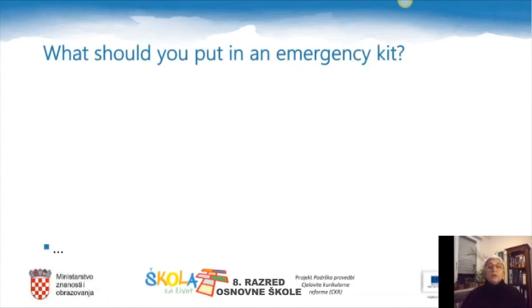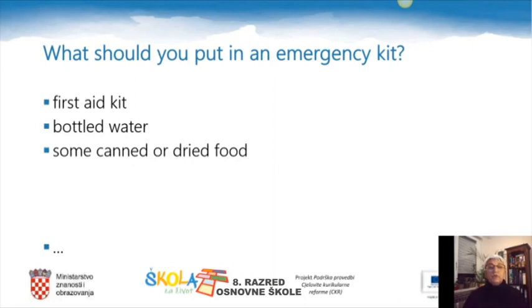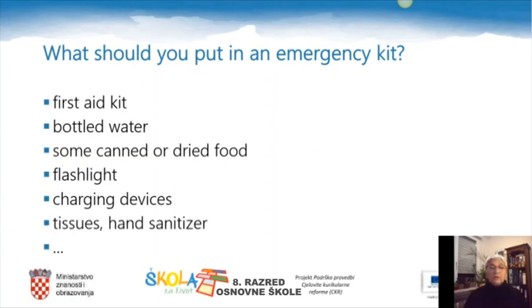What should you put in an emergency kit? You've heard about it during the video, and I'm sure you have some ideas. If you are watching this video in front of your computer, make your list, pause the video, and then go on. First aid kit, some water, bottled water, canned or dried food in case you have to stay out for some longer time, flashlight, charging devices for your mobile phone or other devices, some tissues, hand sanitizer, and there will be some more things you need.